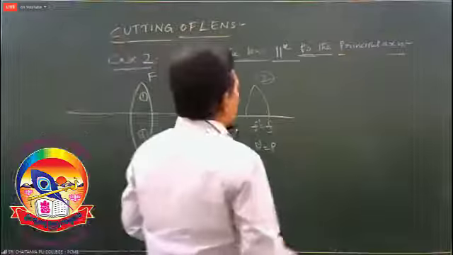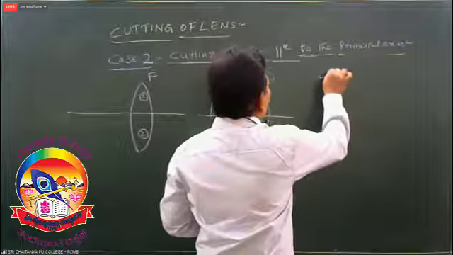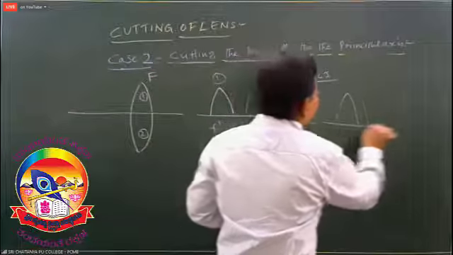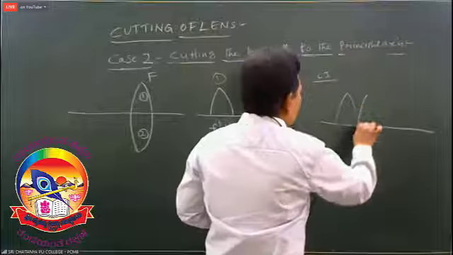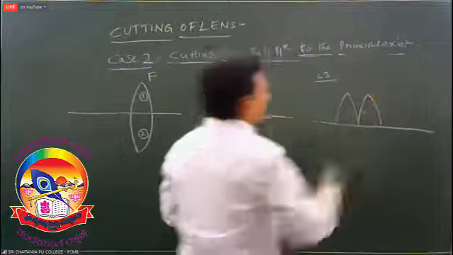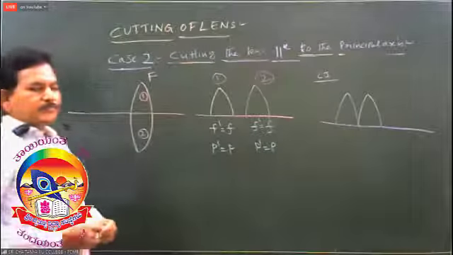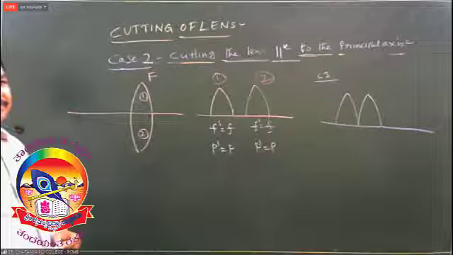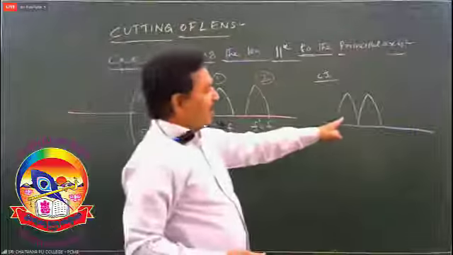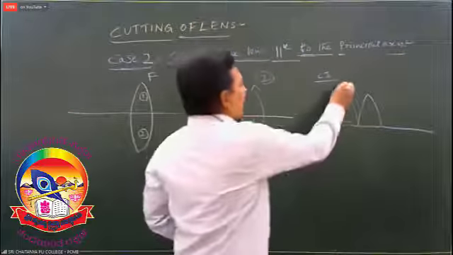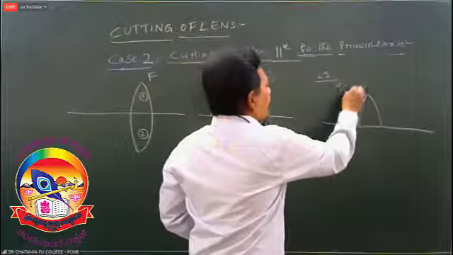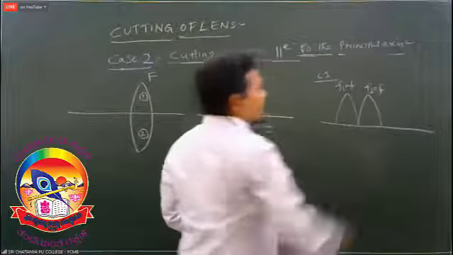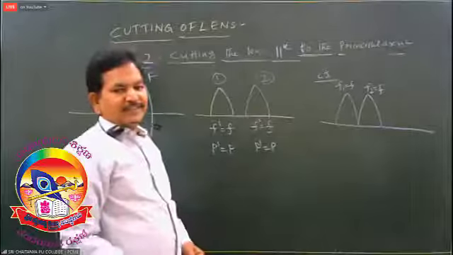Now the combination of this one. So case 1 in this one. These two pieces are arranged like this, side by side. Then this will act as one convex lens. What is its focal length? That is equal to F. This will act as another convex lens. What is its focal length? That is equal to F.